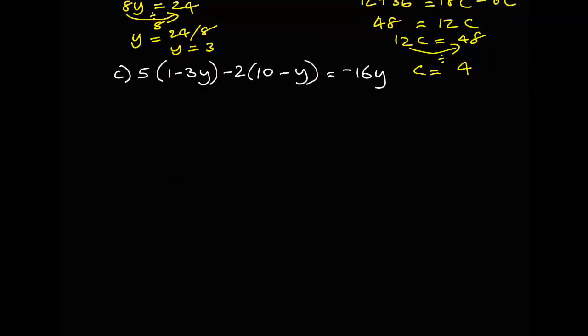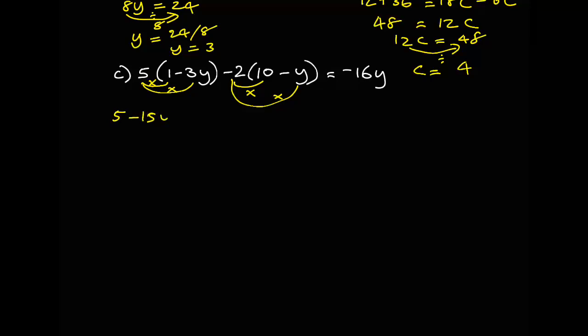Now lastly, working on part C, again we're going to expand these brackets. So 5 times 1, 5 times negative 3, negative 2 times 10, and negative 2 times negative y. Alright, so we'll work through that first. So 5 ones are 5. 5 times negative 3 is negative 15y. Now minus 2 times 10, we've got minus 20. Minus 2 times negative y. Now remember, negative times negative is a positive, so that gives us positive 2y. And then finally that equals negative 16y.